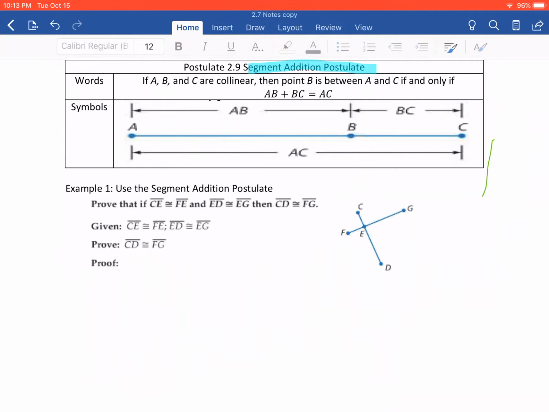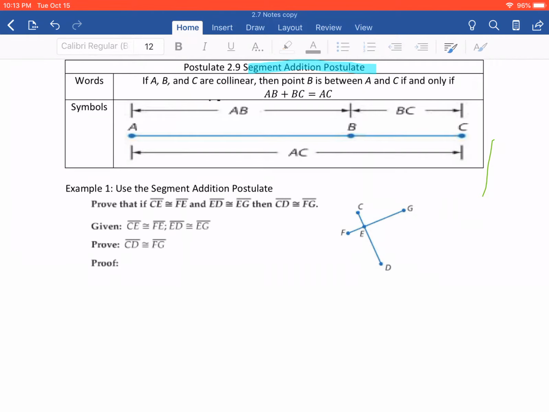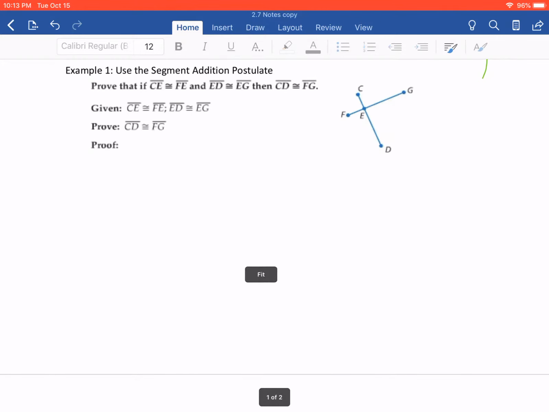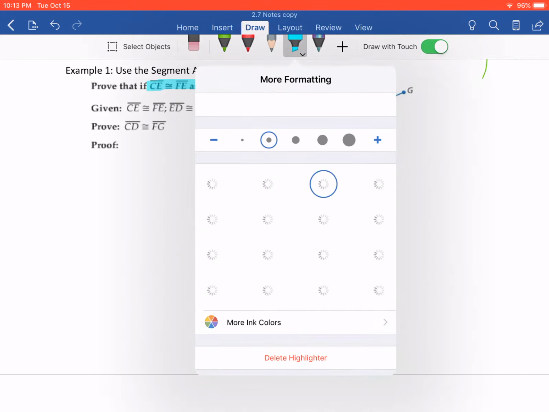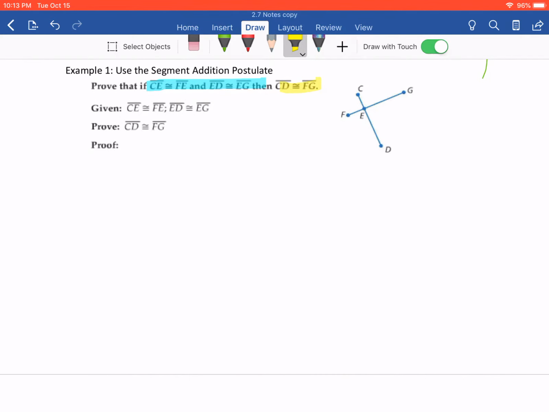Now we're going to use this concept of the sum of the parts is equal to the whole, and we are going to apply it in our first example. Everything we're going to do now is in a two-column proof. It says prove that if CE is congruent to FE and ED is congruent to EG, those two pieces of information are my given information. Then it's asking us to prove that CD is congruent to FG.